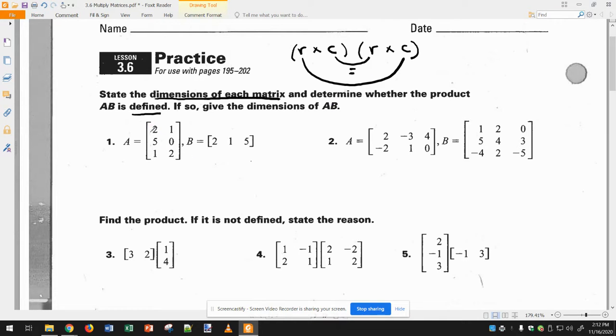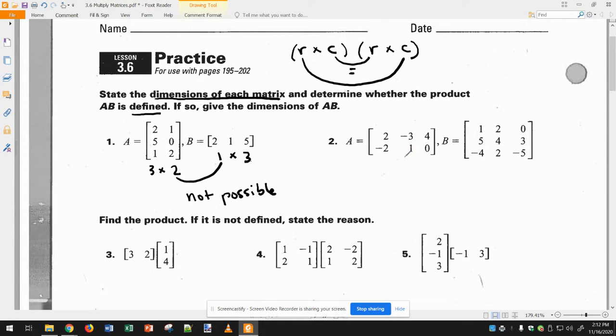So if we check that, this one has 3 rows and 2 columns. And matrix B has 1 row and 3 columns. So are these numbers the same? No. So this is not possible. That's all you have to write if it's not possible.